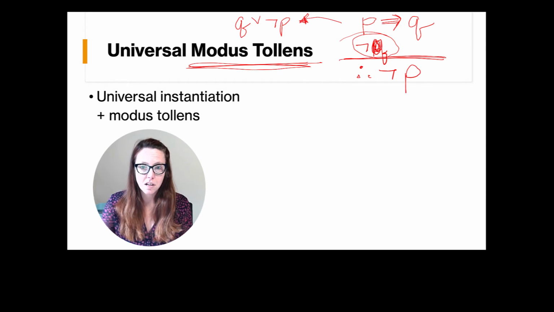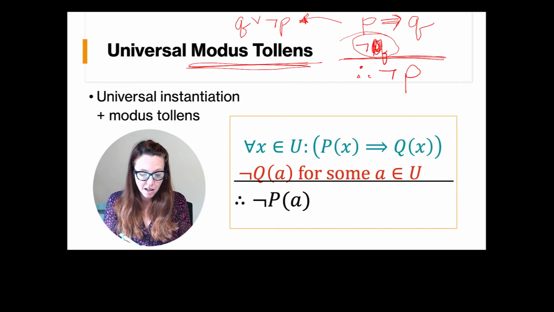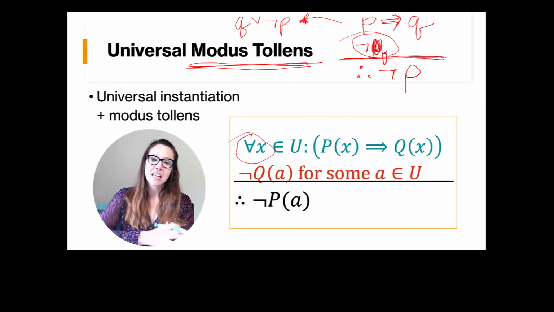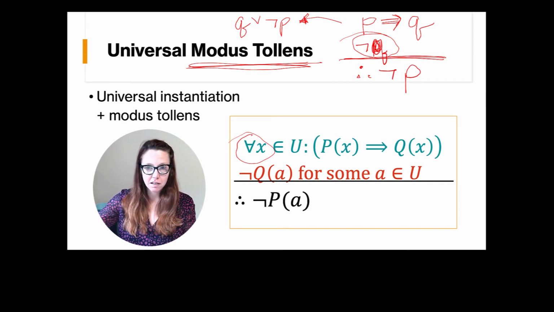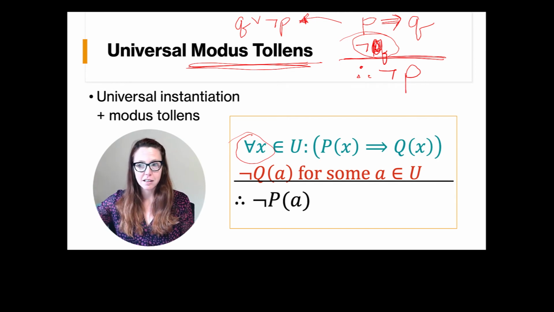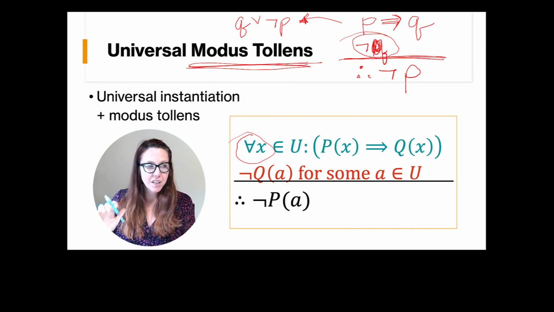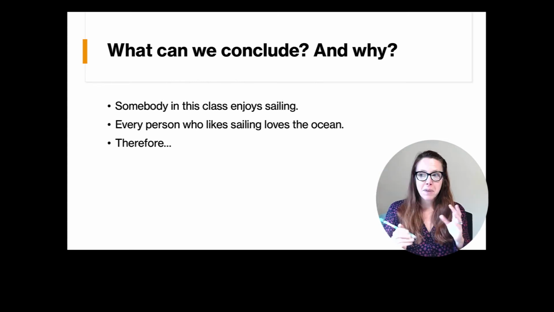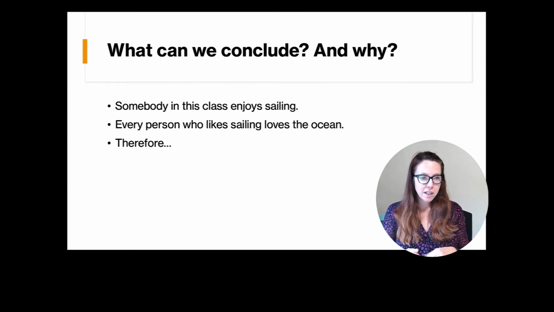So that was Modus Ponens, which is a recap. But if we add that universal quantifier into this mix, and then we apply this Modus Tollens, what we get is we say, if for all elements in our domain, in our universe, we have that implication, P(X) implies Q(X), and then we find some element A in the universe such that Q(A) is false, then we know that P(A) must also be false. What can we conclude from this?